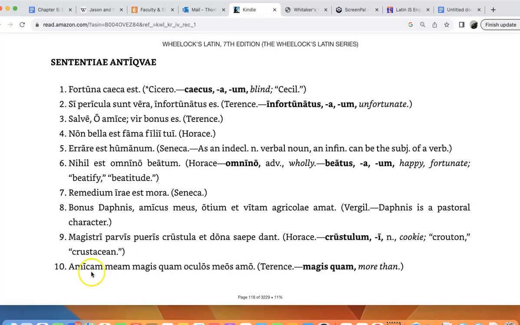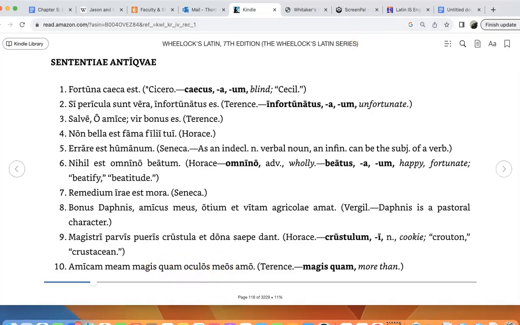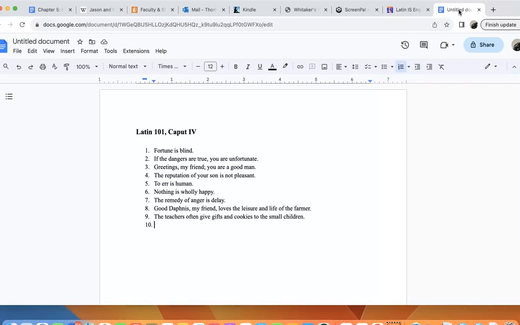All right, let's do one more here. Decem. Amicam meam magis quam oculos meos amo. So magis quam means more than. So I love my friend more than my eyes. So let me write that down and we'll try to decipher that. So I love my friend more than my eyes.